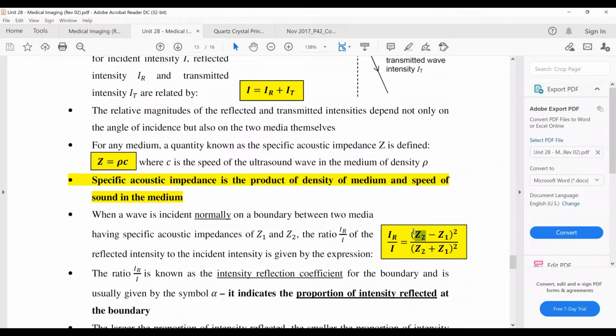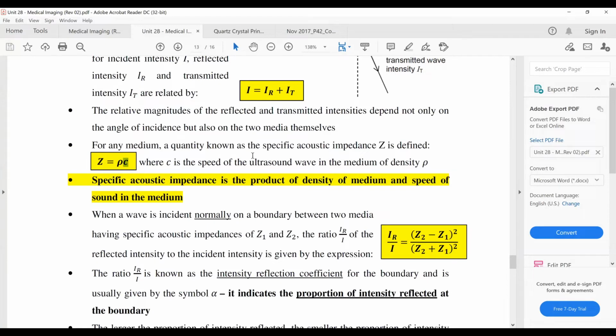Now what is your Z? Your Z here is another physical quantity called specific acoustic impedance. Specific acoustic impedance is simply defined as the product of the density of the medium and the speed of ultrasound in the medium. Now see here, don't mistake it as the speed of light. Previously, before this, C was thought of as your speed of light, right?